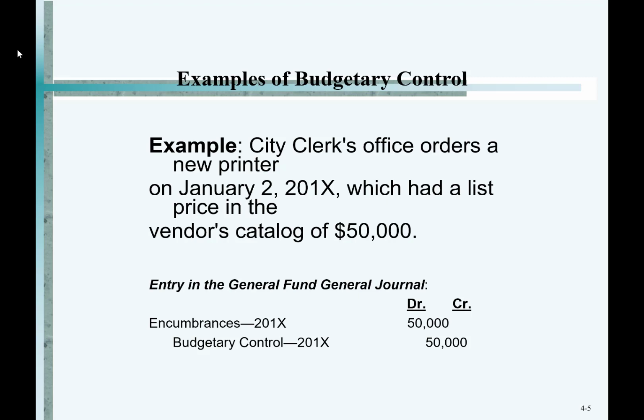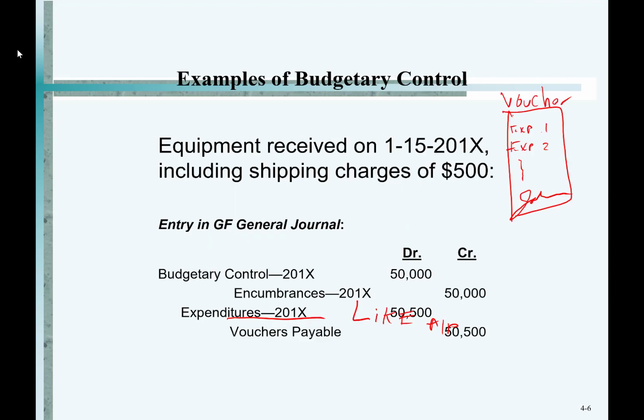So anytime they order things, they debit encumbrance, they credit this account budgetary control. Debit the encumbrance and credit budgetary control anytime you order these goods. Now what happens? A little bit later, the goods come in. When the goods come in, you will reverse the original journal entry by debiting budgetary control, crediting encumbrance, $50,000 in this example.